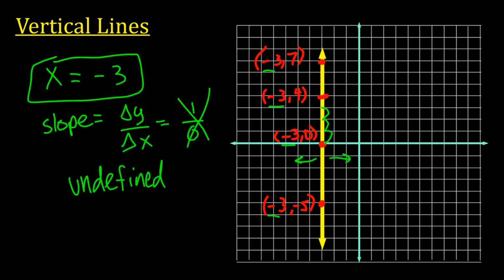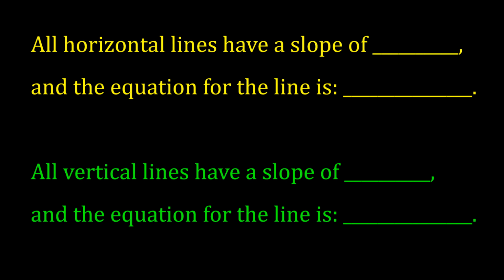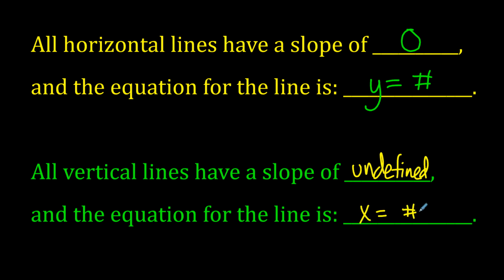So to summarize, what I would encourage you to do is pause the video and write this down, and then fill in the blanks and see if you get the right answers. So let's summarize. All horizontal lines have a slope of 0. And the equation for the line is y equals some number, whatever that number happens to be. And then all vertical lines have a slope of undefined. And the equation for vertical lines is x equals whatever the x value is. So that's vertical and horizontal lines in a nutshell.